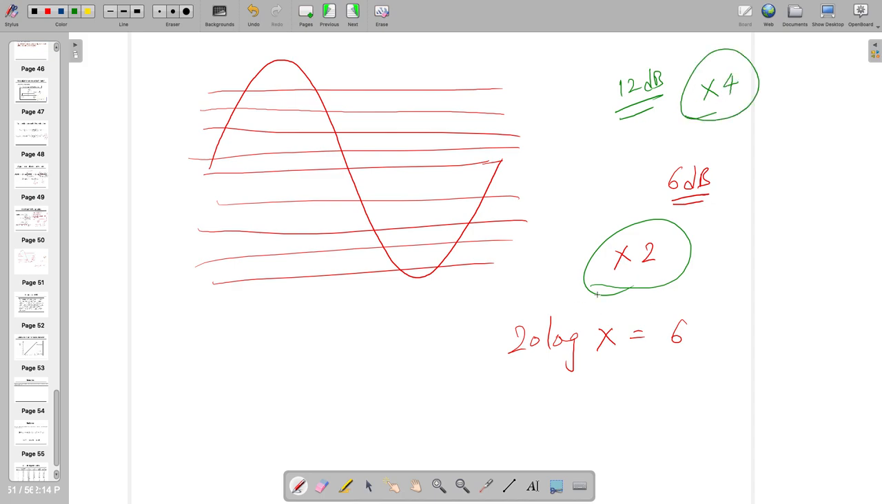Right? I am not considering that log 2 is actually 0.3. How much? 0.314 or something, right? So if you solve this, you will get exactly 6 dB, right? But actually it's not exactly 2, it's 2 point something, right? So I drop that value, similar to this 4, right?